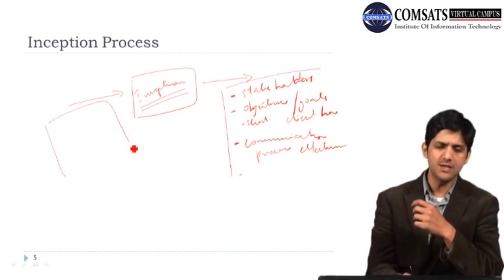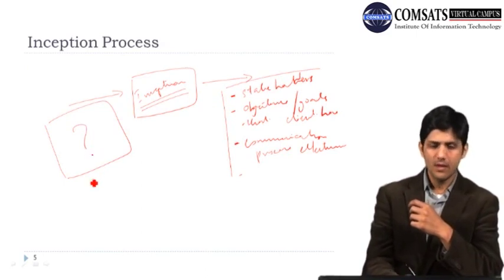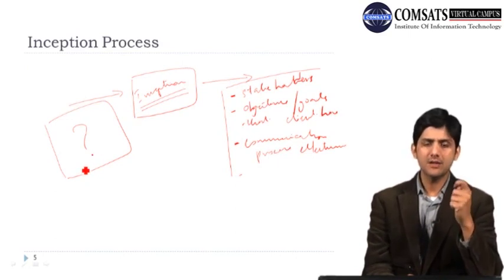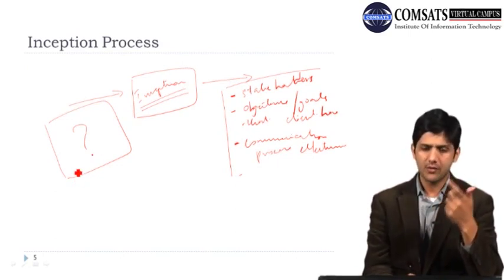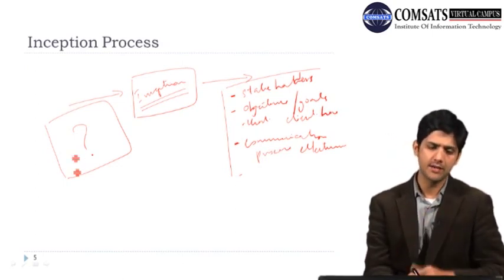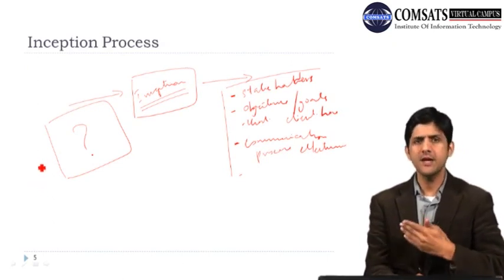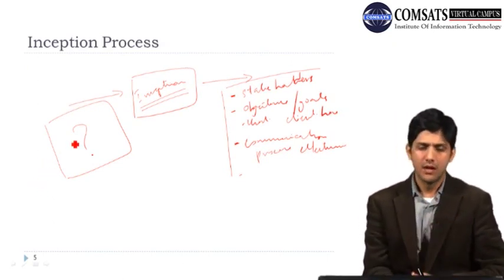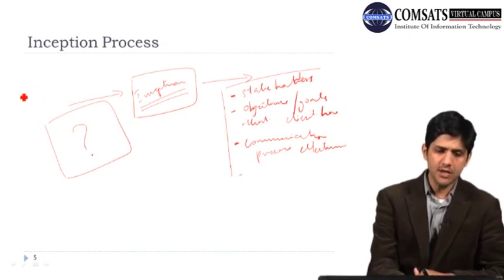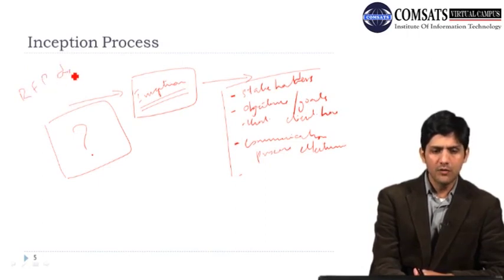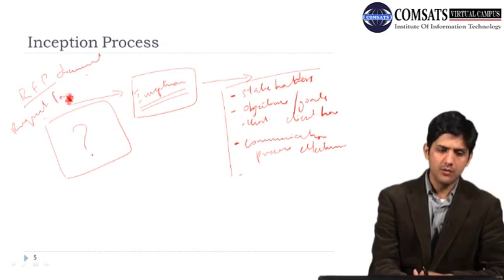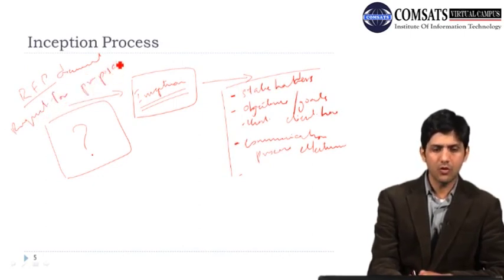So what are the inputs to the inception process? Before we formally go and start talking to the clients and start the formal requirements engineering process, what do we have beforehand? For different kinds of projects, we might have different kinds of information. For example, we might have some initial RFP document. For example, the client gave us a request for proposal document.